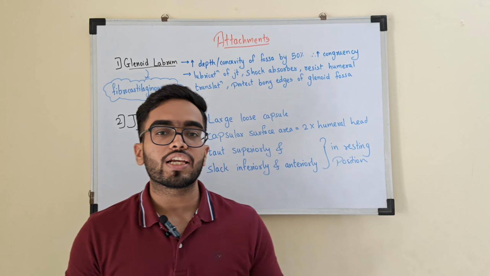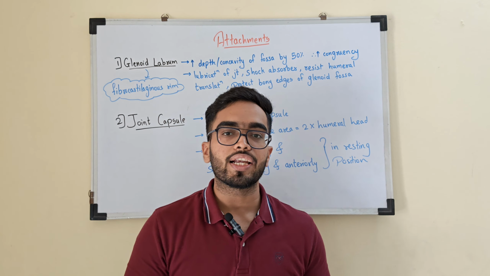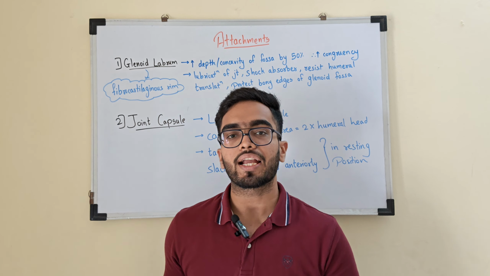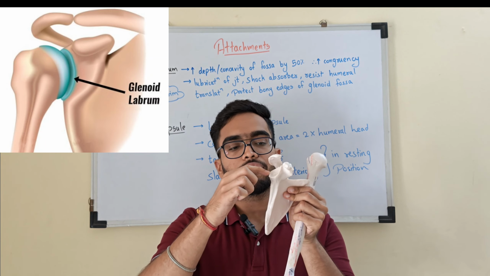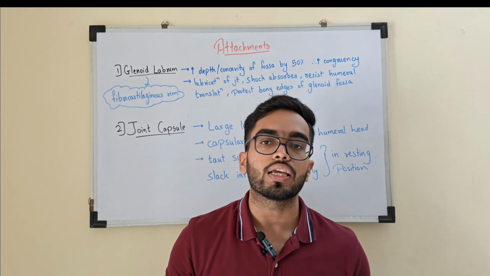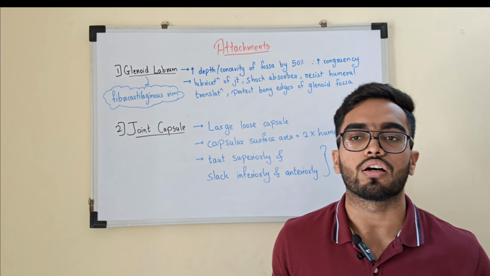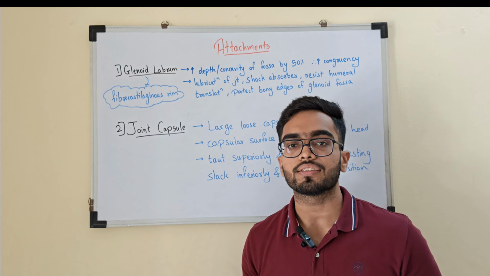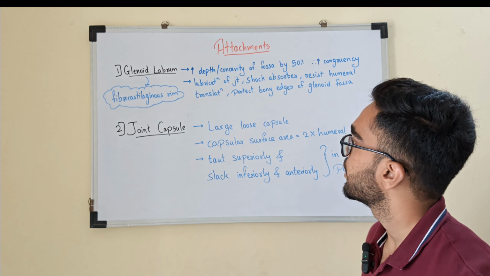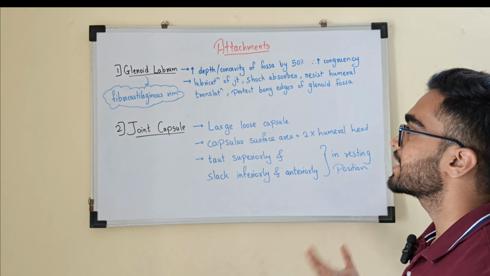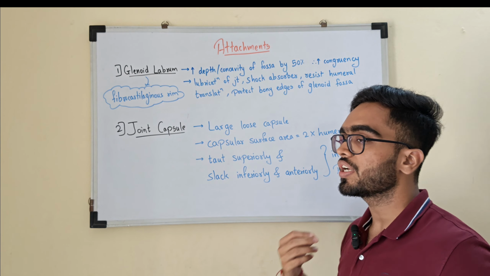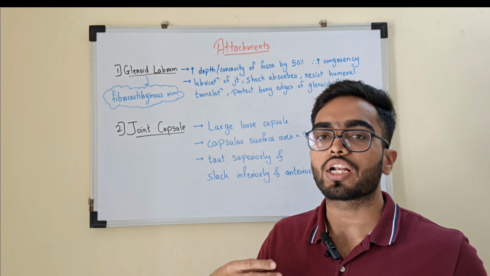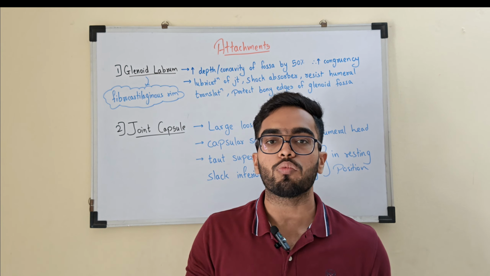Next, we have attachments of the glenohumeral joint. These include glenoid labrum, joint capsule, glenohumeral ligament and coracoacromial ligament. First is the glenoid labrum. It is a fibrocartilaginous rim which is attached on the periphery of the glenoid fossa. It increases the concavity of the glenoid fossa by 50% and thus helps in increasing the congruency of the joint. It also helps in lubrication of the joint, acts as a shock absorber, resists humeral translation and protects the edgy bones of the glenoid fossa to prevent trauma during any movements.